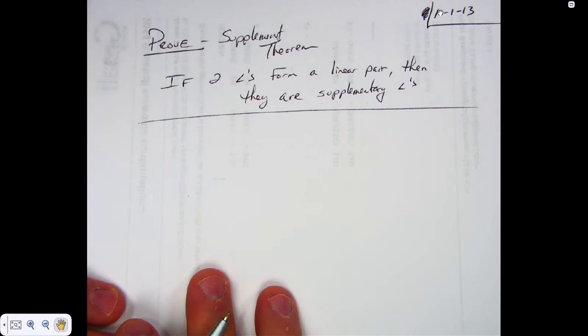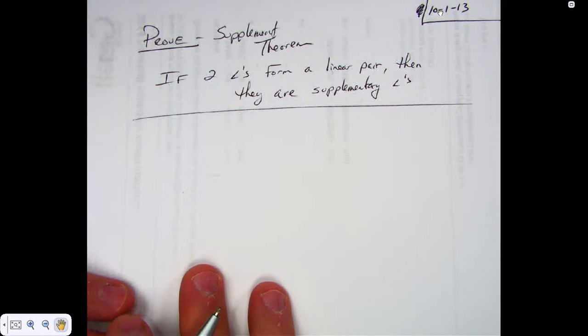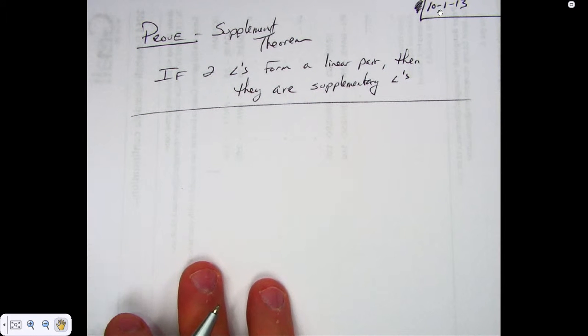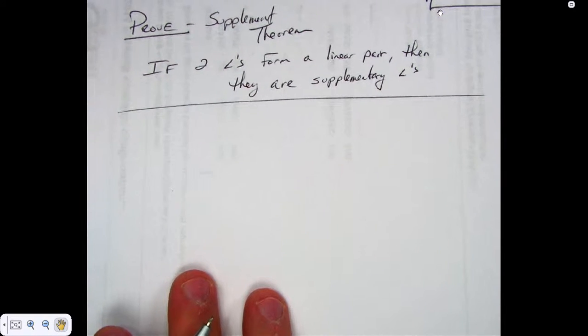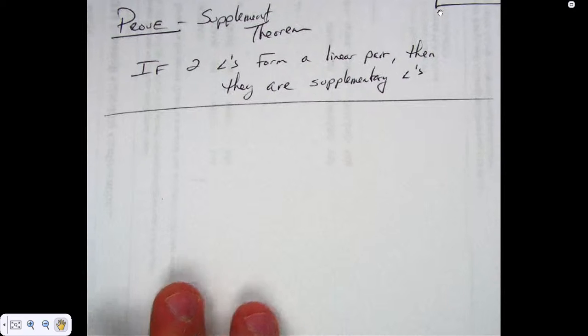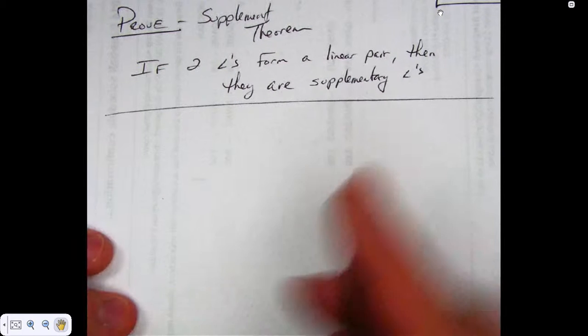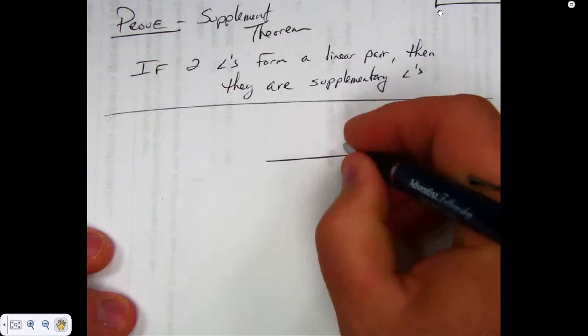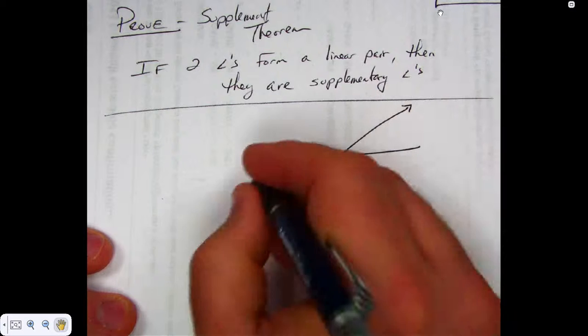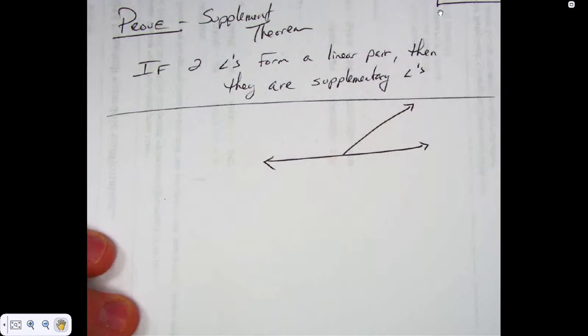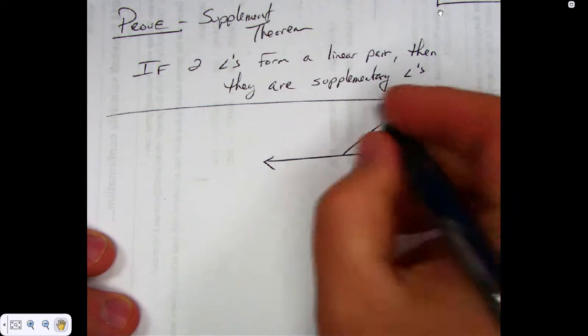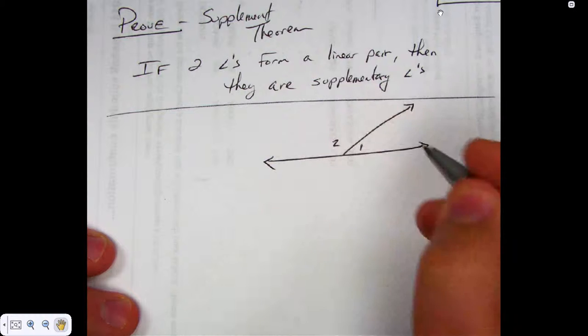Okay, eyes up here. What I have to basically do is create a situation that does that. So draw a linear pair. Isn't that a linear pair? By definition, aren't a linear pair two angles that together form a straight line, 180 degrees? So call that angle 1, angle 2.